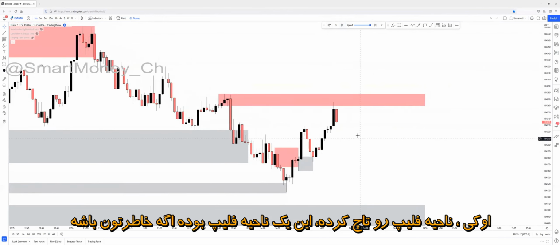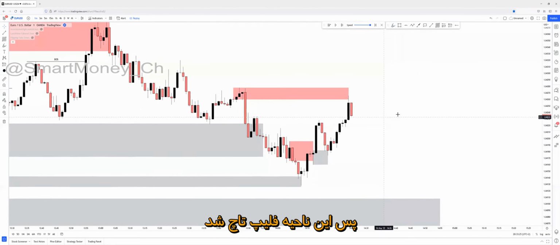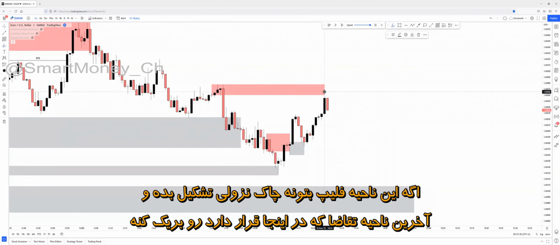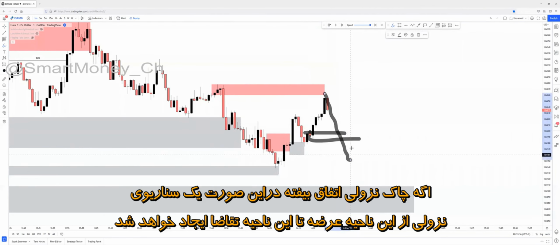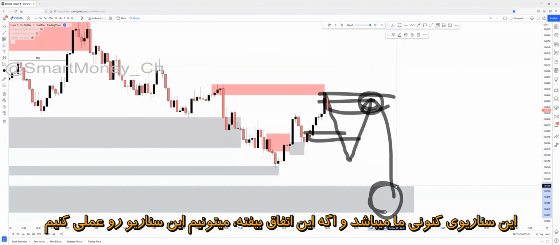Okay, touch of the flip zone. This was the flip zone, if you remember. This 5-minute zone has flipped this 5-minute level. So the flip zone touch has happened. New perspective. What can we expect from the flip zone? If the flip zone changes character to the downside and breaks below the last recent demand level here, then we'll be able to take a short scenario, down from the supply level to this demand level, right? This is our scenario right here. If this happens, then we'll be able to take this scenario.